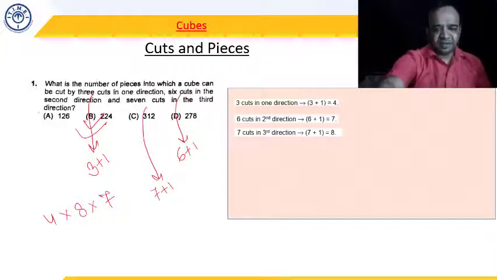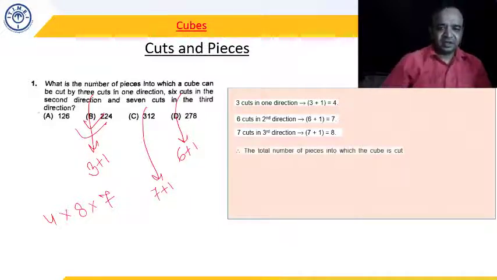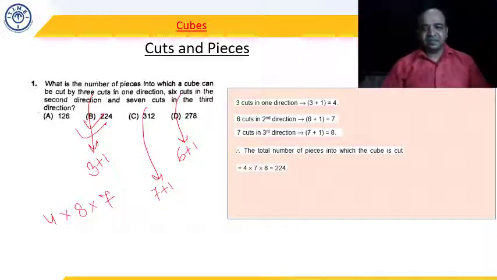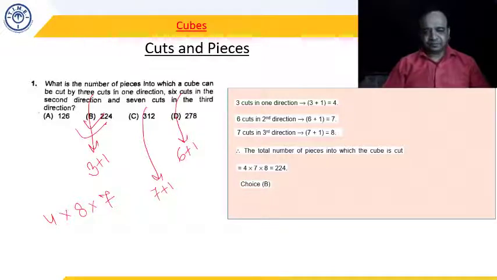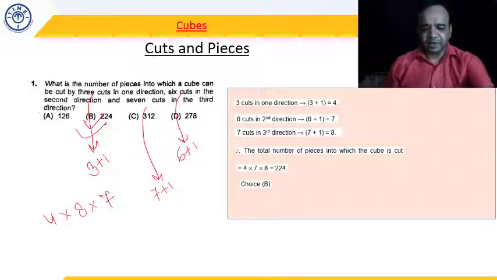And total number of pieces can be obtained by multiplying these pieces along the 3 dimensions. And that is here 4 into 7 into 8. That gives us how much? 224 pieces. And our answer option will be ticked. I hope this is clear. Now, move on to the next part.